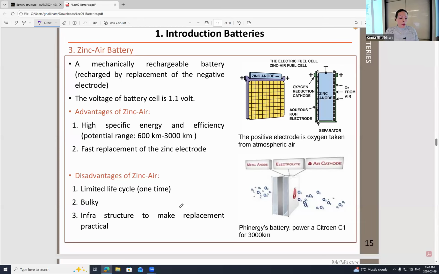Another important type of battery, but not very well known, is the zinc air battery. I just said it. We have one type of battery that still has the three main layers as positive, negative, and electrolyte. But the difference between this one and any other type of battery is that in this one, we have one layer to be air.